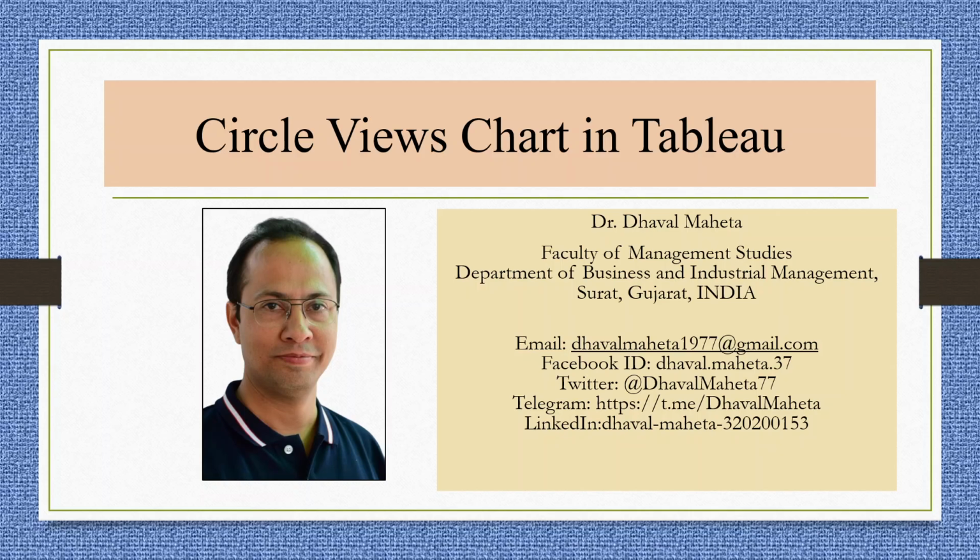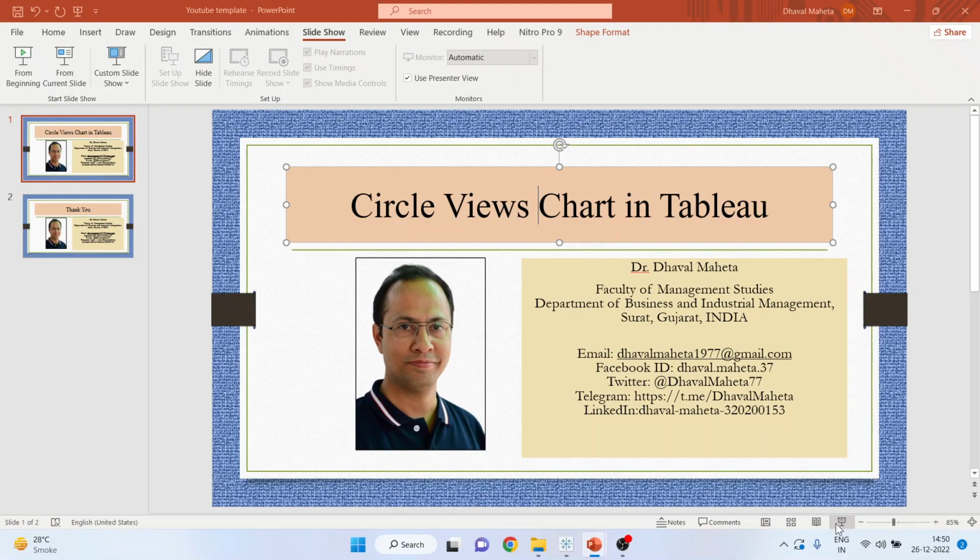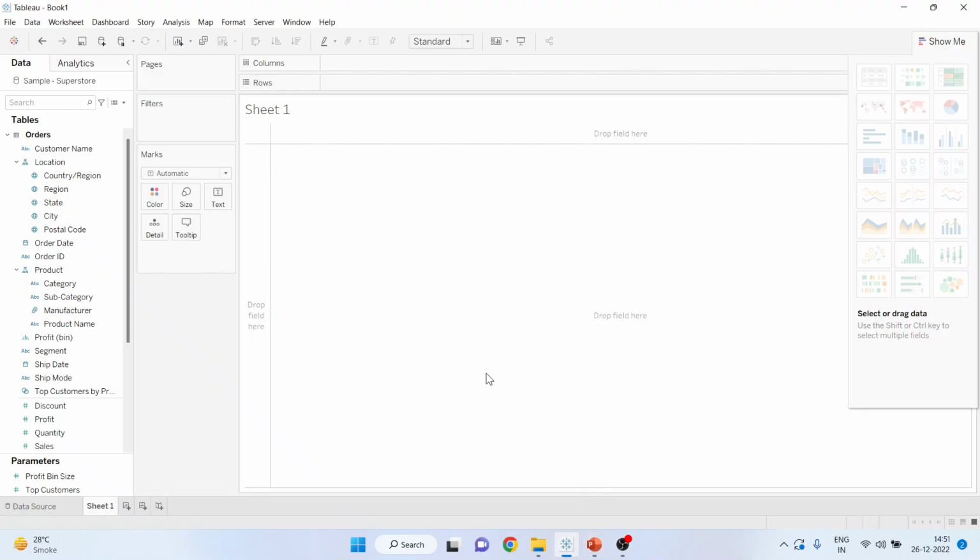Let's try to understand how to generate circle views chart in Tableau. So for this, we will go in the canvas of Tableau. Now here, the variables will be bifurcated into two zones. This is the dimension zone. Basically, the dimensions are the categorical variable and this is measures. Measures are continuous variable.